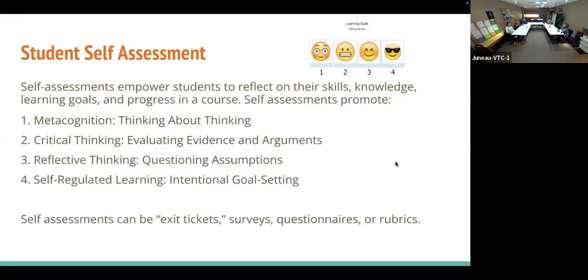I never thought to ask my kids to assess themselves. I'm curious what they would say. They tend to over- or underrate, so it just depends on the kid. It does. They're either really low or really high.